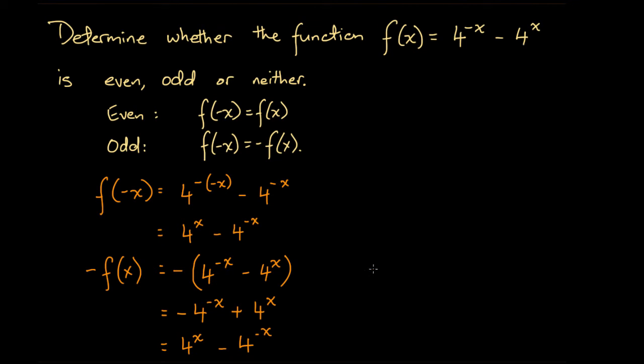In other words, what we can say is that f of negative x equals negative f of x, because these two expressions are the same. Well, according to our definitions at the beginning, whenever we have this expression, f of negative x equals negative f of x, then that function is odd. Consequently, we've determined that the function f of x equals 4 to the power of negative x minus 4 to the power of x is an odd function. So this function is odd.